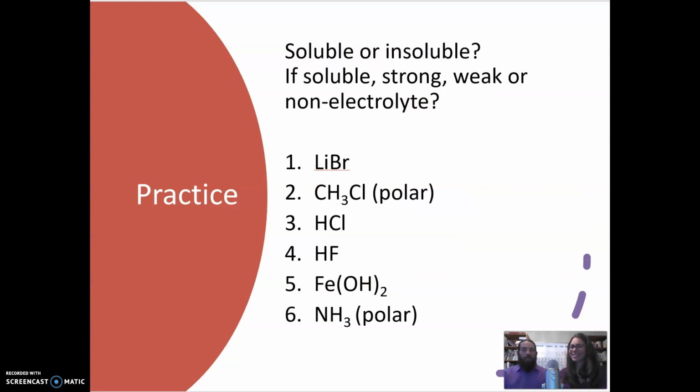Here's your practice. For this one, you're going to first determine if it's soluble or insoluble. You'll need your solubility chart to be able to do this. If it's soluble, then I want you to determine if it's a strong, weak, or non-electrolyte. So get your solubility table out and pause the video.